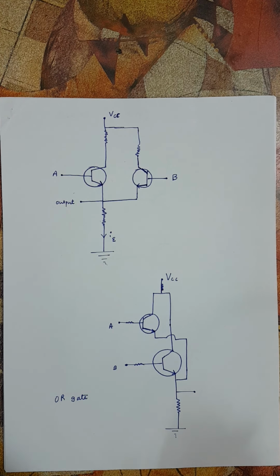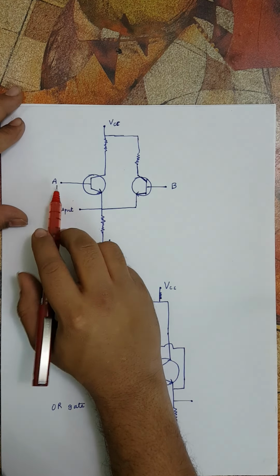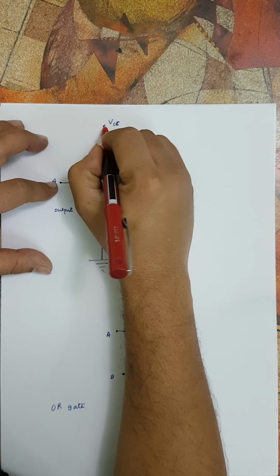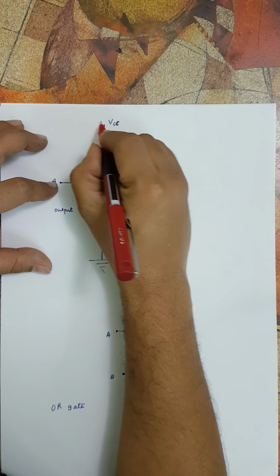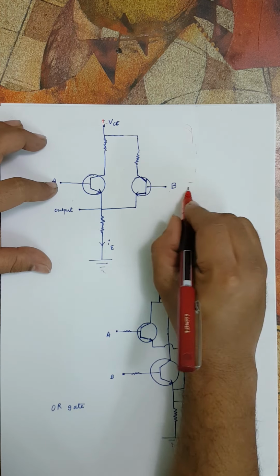This is an OR gate in which we are using two transistors, but actually we can do fine with one transistor only. There is no need, but again there are two inputs, the input voltage here and input voltage here, and this is VCC. Again we know that VCC is plus VCC, for example 12 volts, which is supplied with the help of a battery here, isn't it?